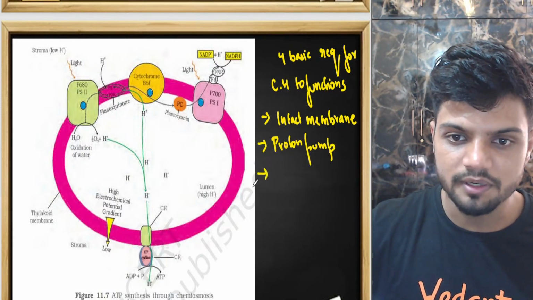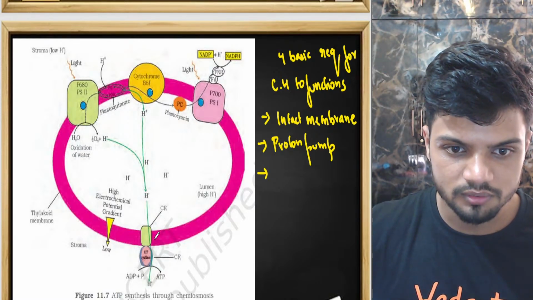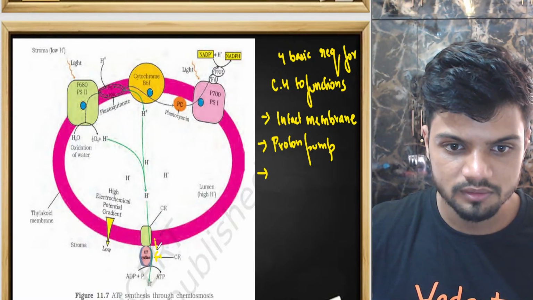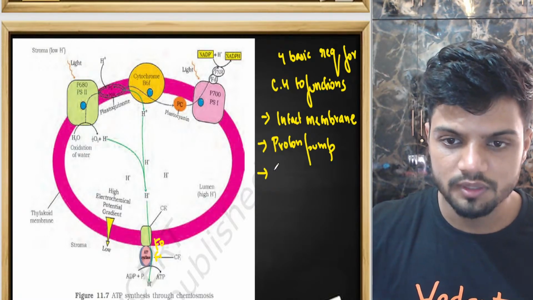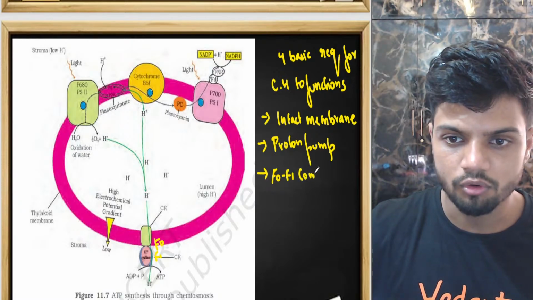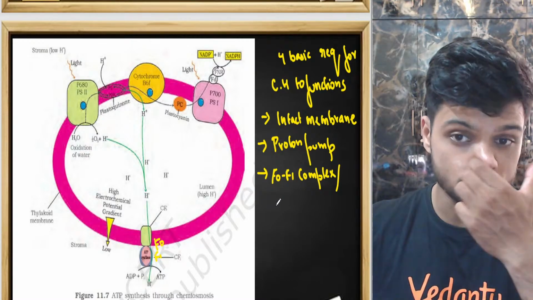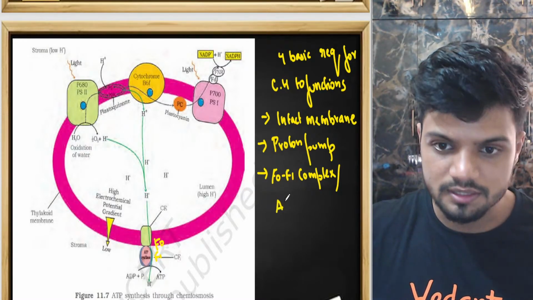The third main requirement is going to be the F naught, F1 complex. Can you see this? Yes. So we need an F naught, F1 complex, which is also called as what? It's also called ATP synthase.